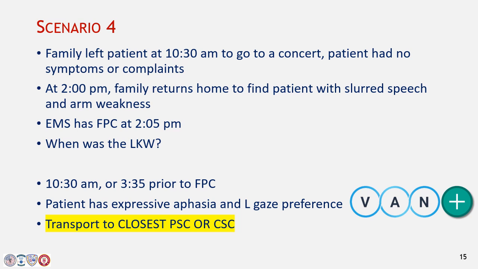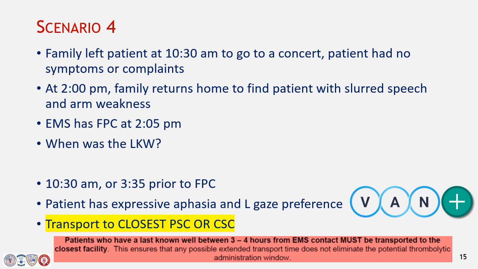And this patient should go to the closest primary or comprehensive because they are in that 3 to 4 hour thrombolytic window. So if it was 2 hours and 55 minutes, they would have gone to the comprehensive. If it was 4 hours and 5 minutes, they would have gone to the comprehensive. But in that 3 to 4 hour range, we take them to the closest place where they can get an exam, get thrombolysis, and if necessary, transferred to a comprehensive.